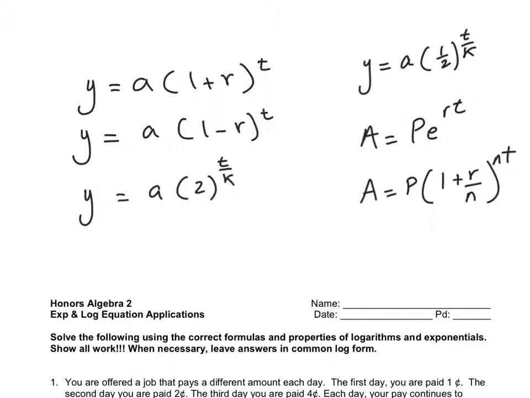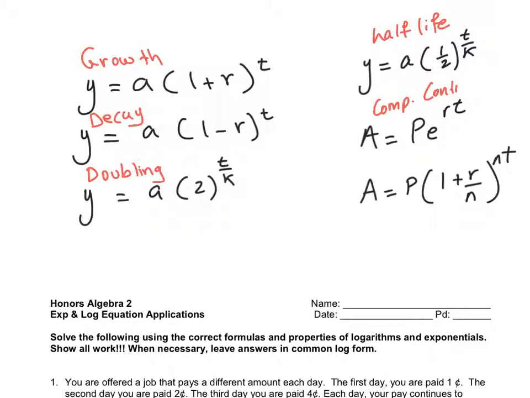So remember, this is growth, this is decay, this is doubling, this is half-life, this is compounded continuously, and this is compounded a certain number of times in a year. For example, either monthly or daily or weekly, depending on how many times.